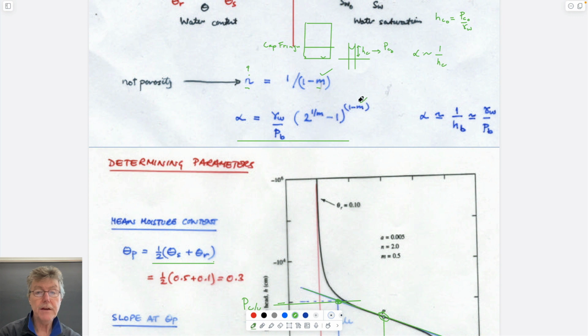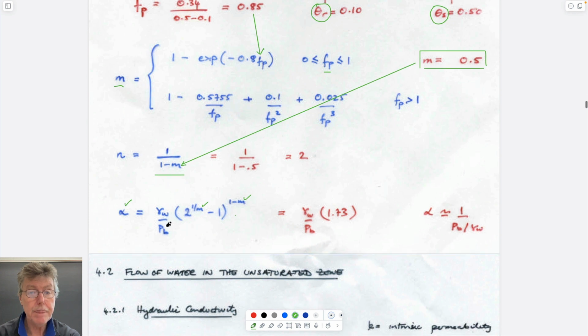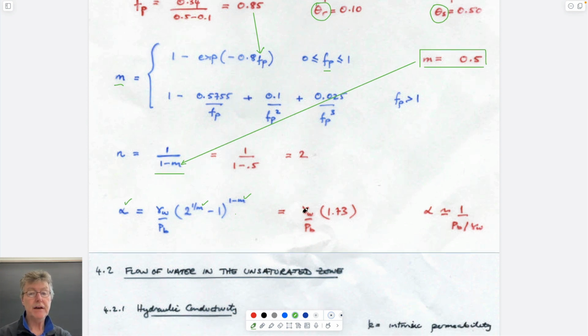We have a value of m here, a value of m here, and we can get that. And so alpha is equal to this. We have m, and we have the unit weight of water over PB. And so this is the value here, and so we know that alpha is equal to 1 over a length. So this alpha is also equal to 1 over h sub c.